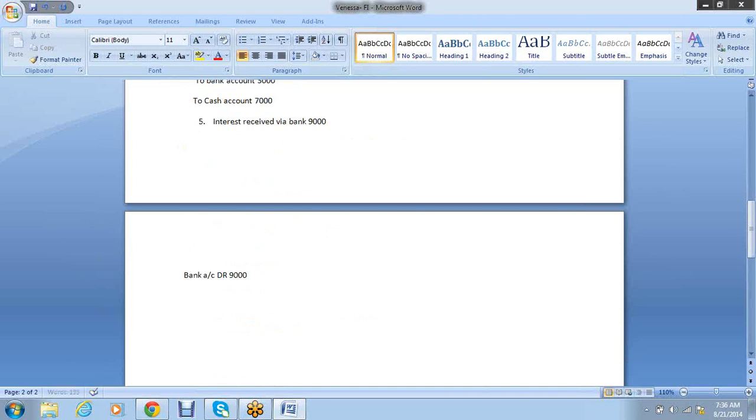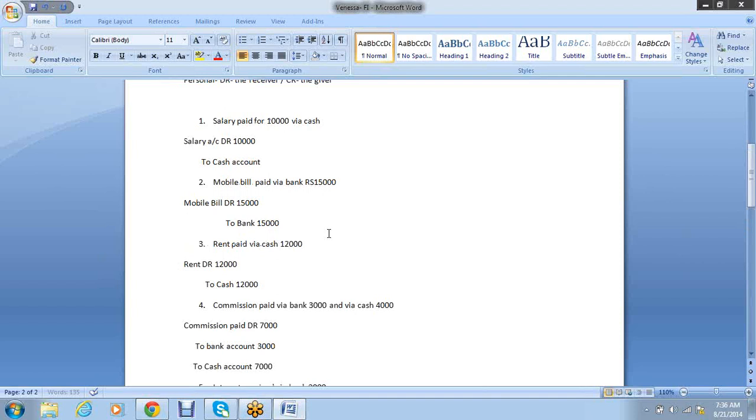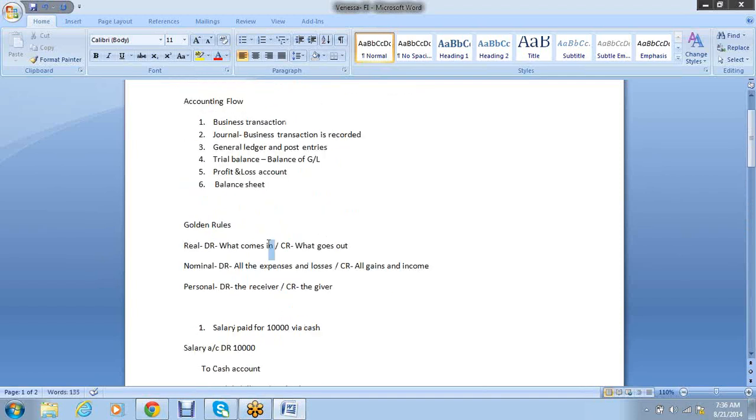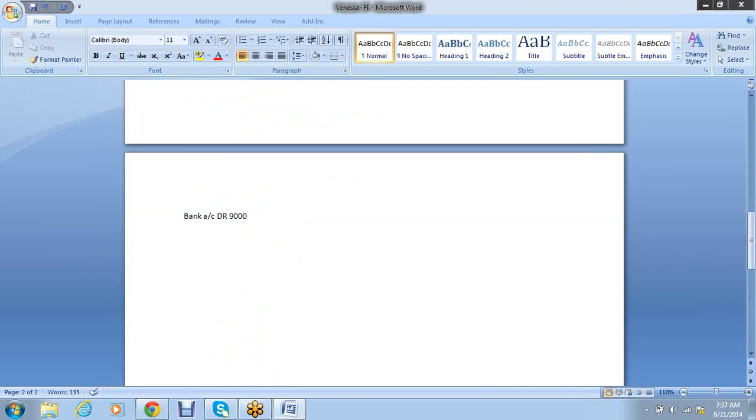Why is the bank account debited? Because it comes in. Always think what comes in. Cash is real. Cash, money, all the goods are real, which you can touch. My goods and products are real because I can touch those products. So always think about why it is debit. It's real, and what comes in is a debit. So the bank account is debited.